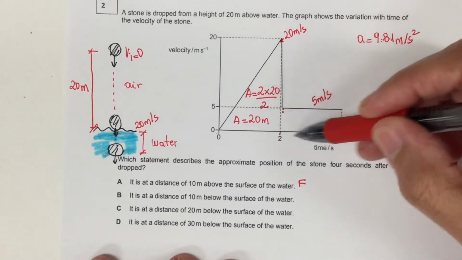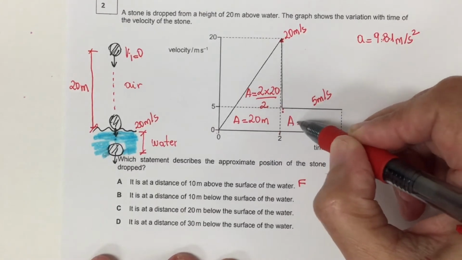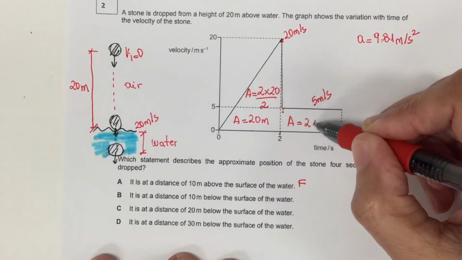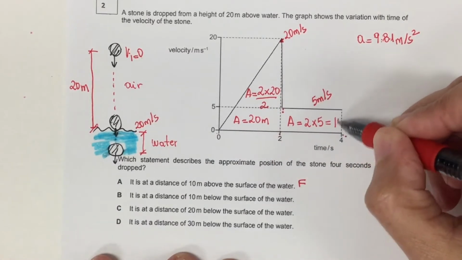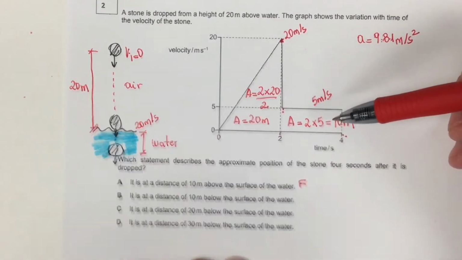So that will be the area right here of this rectangle. The area here is base, which is 4 minus 2, which is 2, times height, which is 5. So this is 10 meters.